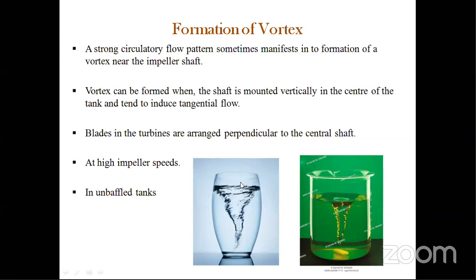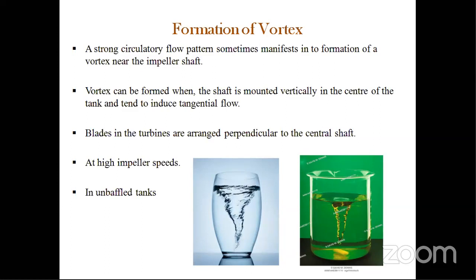If you take a glass of water and, using a glass rod, stir quickly in the center vertically, you see that a vortex is formed. So this vortex can be formed when a shaft is mounted vertically in the center of the tank and tends to induce tangential flow. When your tangential or circular motion flow increases, the vortex also increases. So if the vortex increases, what happens?